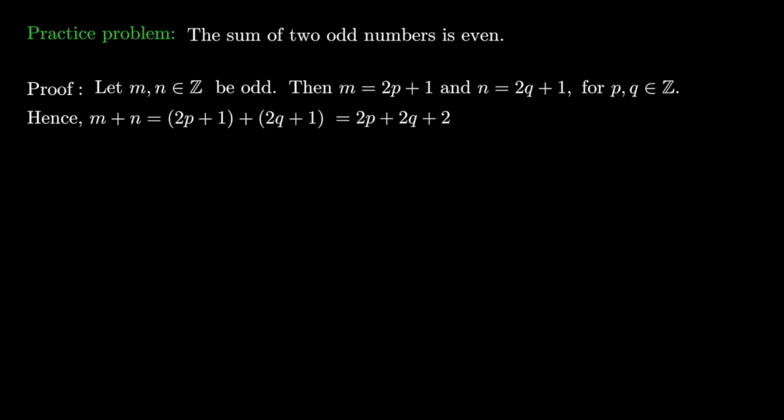All of these have a 2 in them, so we can factor the 2 out and write this as 2 times p plus q plus 1. Now we've shown that m plus n is a multiple of 2. By definition, that's what an even number is. And that's it.